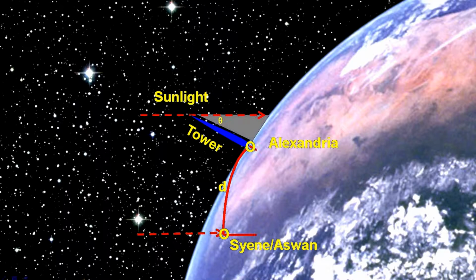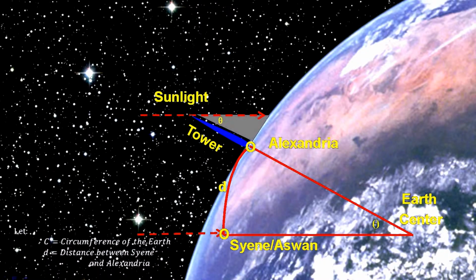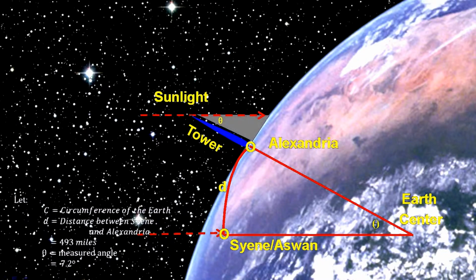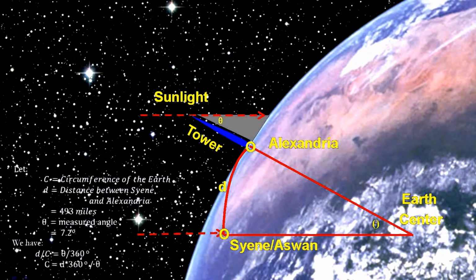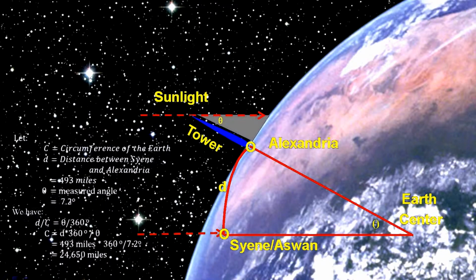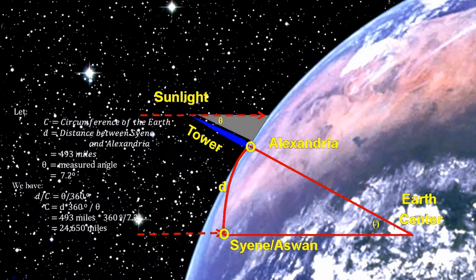Geometry tells us the angle measured at the tower is the same as the angle between lines connecting the two cities to the center of the Earth. This is because when a straight line crosses parallel lines, it crosses them at the same angles. So given that the angle is 1/50th of a circle, the distance between the cities will be 1/50th of the circumference of the Earth. Thus, the circumference can be estimated by multiplying the distance between the two cities, 493, by 50, which equals 24,650 miles. The actual number at the equator is 24,901 miles, so he was only 1% off.